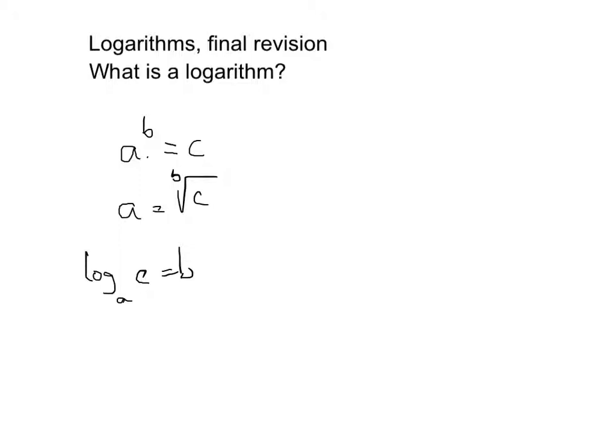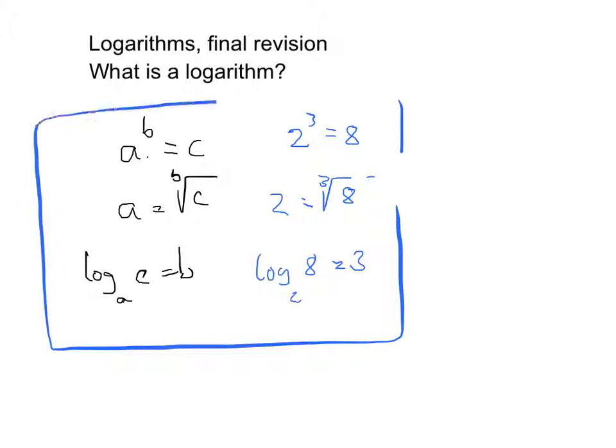If I was to do this with actual numbers, I could have that 2 to the power of 3 is equal to 8. I could say that 2 is the cube root of 8, and similarly I could write that log base 2 of 8 is equal to 3. So this is what logarithms are and where they come from. That's the explanation. Now there are some consequences with logarithms, and that's what we're going to look at next.